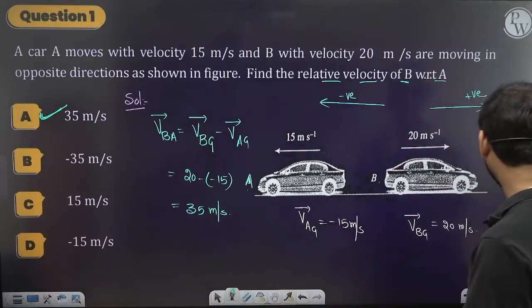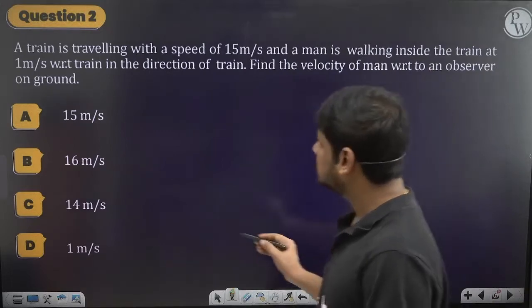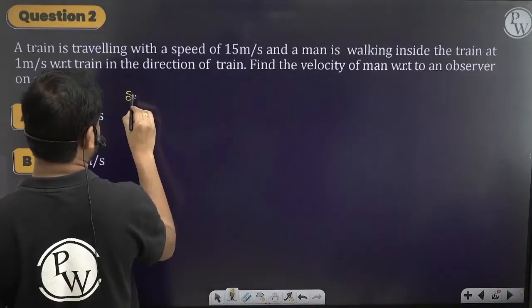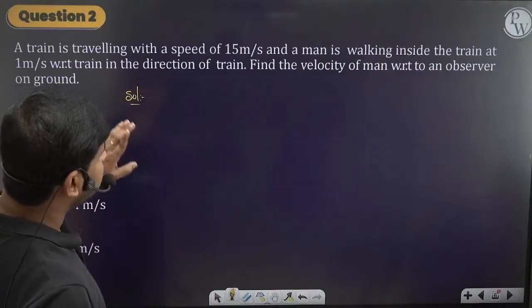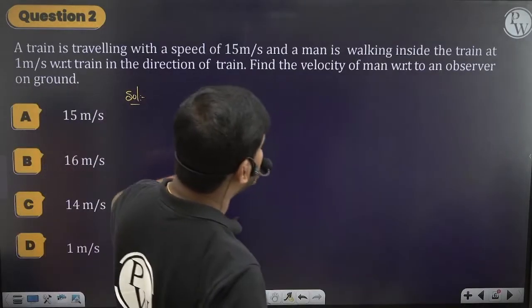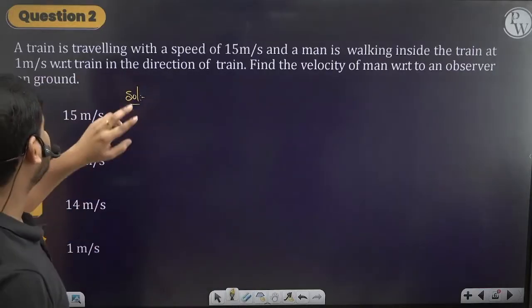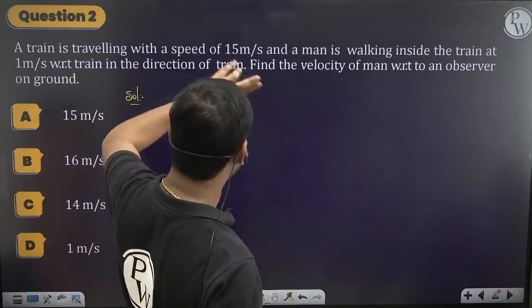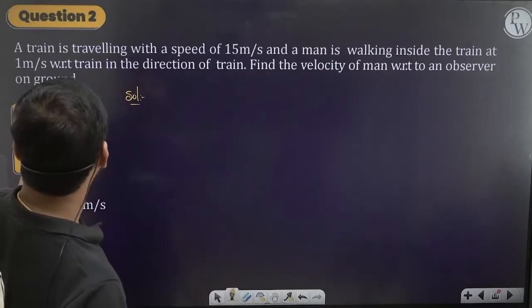So let's move further. Let's take one more question. What does the question say? A train is traveling with a speed of 15 meters per second and a man is walking inside the train at 1 meter per second with respect to the train, in the direction of the train. Find the velocity of the man with respect to an observer on the ground.